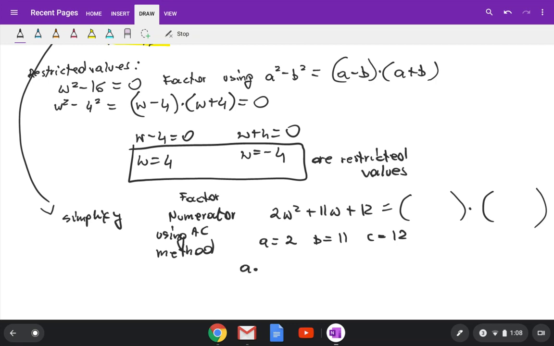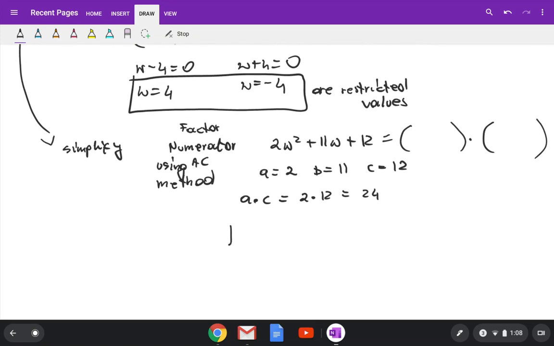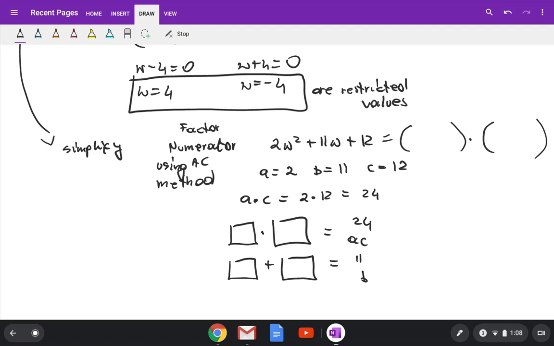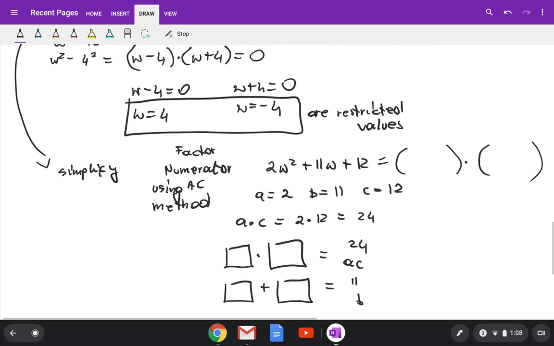We multiply A times C, and we're getting 2 times 12, which is 24. Next, we're looking for two numbers which by multiplication give you AC, which is 24, and the same two numbers which by addition give you B, and B is equal to 11. So what's going to work here? We have 24, 8 times 3.